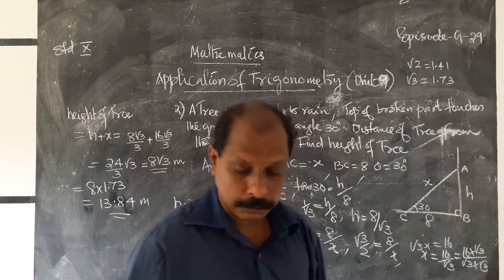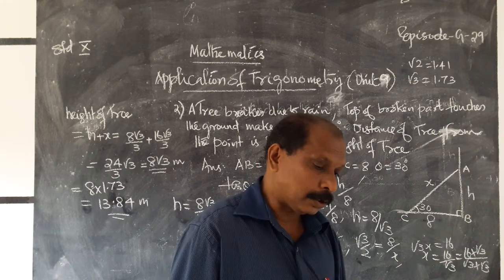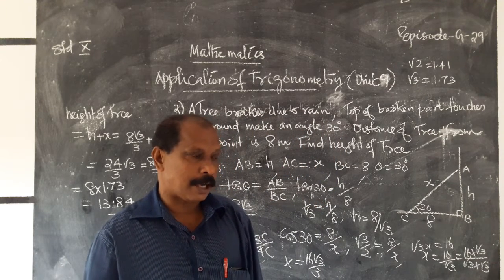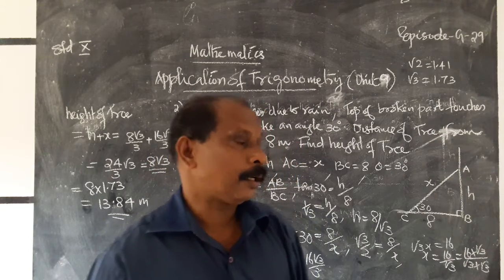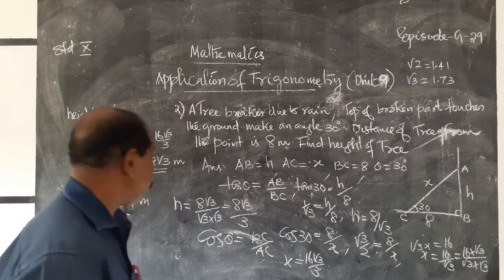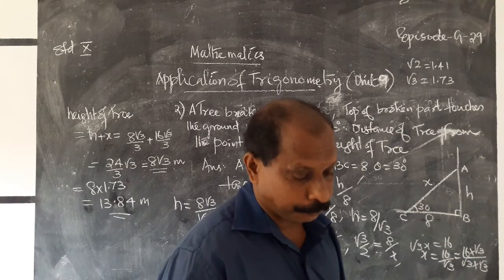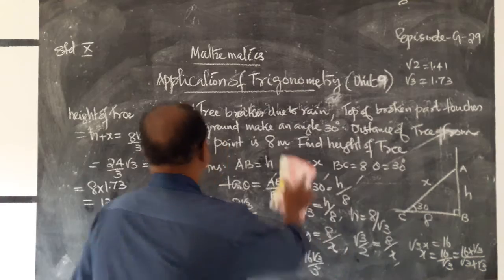Therefore, height of the tree is equal to, what is it? X plus h. That is 8 root 3 by 3 plus 16 root 3 by 3 is equal to 24 root 3 by 3. Cancels, we get h is equal to 8 root 3 meter. But root 3 is 1.73, therefore it is 13.84 meter. That is the height of the tree. That is the second question.